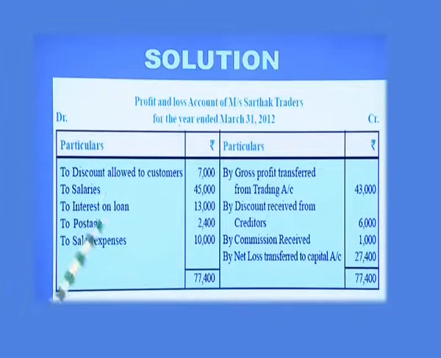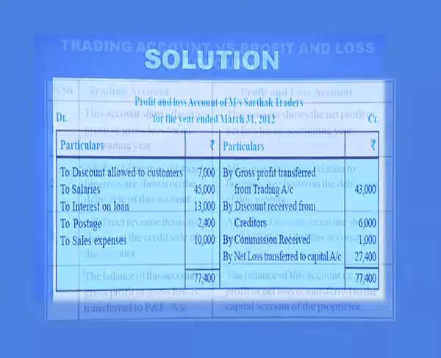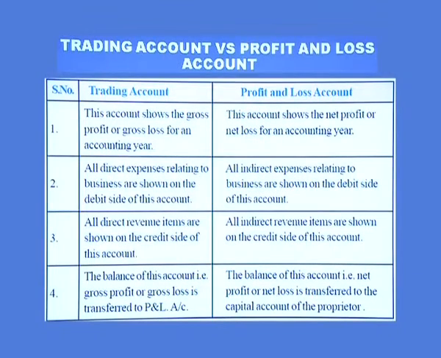So, we have written as such, and then in order to balance, we have to find out the total on both sides. The total on both sides, whichever is higher, we have to identify, and that amount will be written on both sides, that is 77,400. That is the biggest total we have written there, and the shortage we have identified on the credit side of the profit and loss account, and we have written as by net loss, and it will be transferred to the capital account.